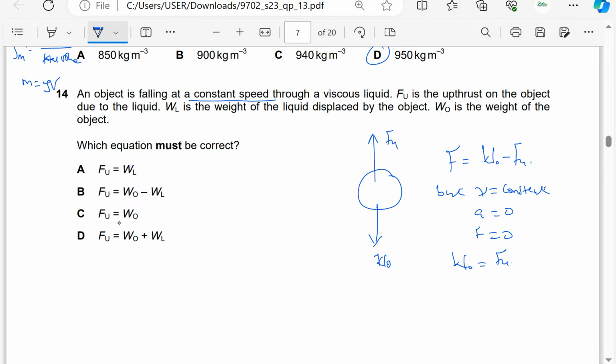Which equation must be correct? WL is the weight of the liquid displaced. W naught is the weight of the object. The object is falling at a constant speed through a viscous liquid. Of course, according to Archimedes' principle, the upthrust force is equal to the weight of the liquid displaced. So I think the answer is going to be A.